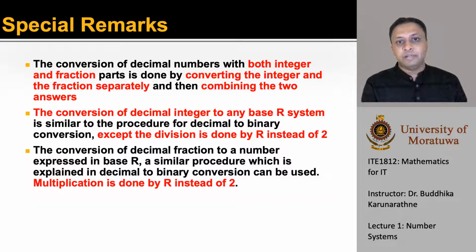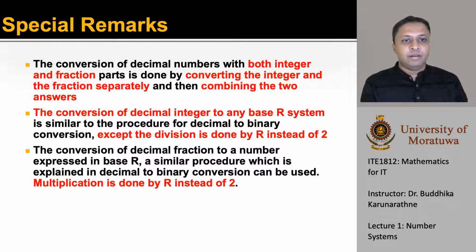So the conversion of decimal numbers with both integer and fraction parts is done by converting the integer and fraction parts separately. So if you have a number with integer parts and fraction parts, you do those separately and then combine the two answers. It is applicable for converting from decimal to binary, decimal to octal, hexadecimal, and so on.